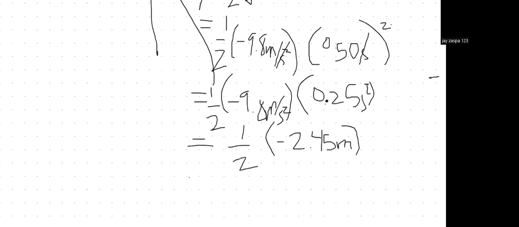So one half of negative 2.45, you'll be having a negative 1.23 or 1.225. It's the same thing, you just round it up. So you have it in meters. So that is very easy. That is what we call a horizontally thrown projectile.